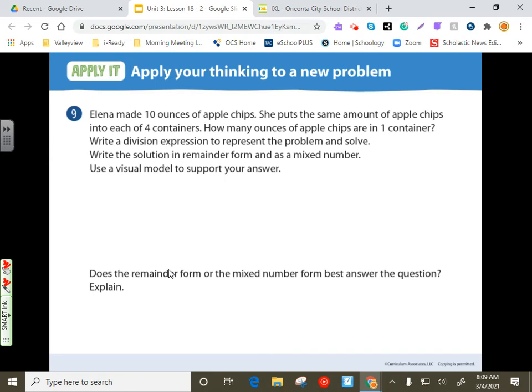Elena made 10 ounces of apple chips, which are pictured there. I thought they were potato chips. I was wrong. She puts the same amount of apple chips in each of 4 containers. How many ounces of apple chips are in one container? So the grand total is 10 ounces of apple chips, and she wants to divide it equally between 4 containers. So this quite simply is going to be the 10 divided by the 4 containers.